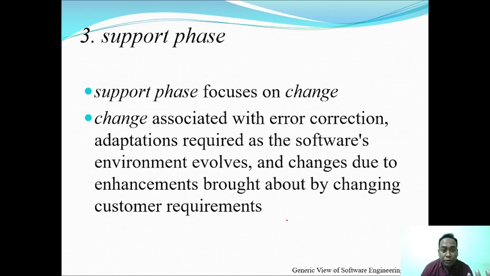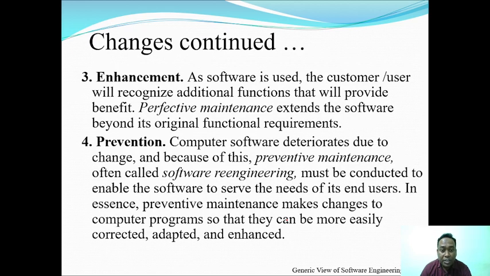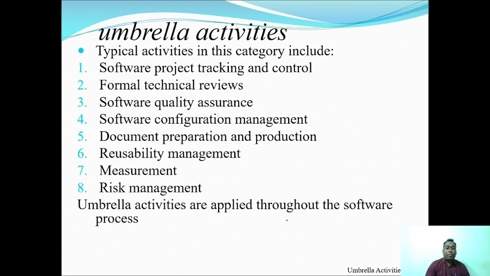The third phase, support, focuses on changes required in the software to accommodate enhancements brought about by changing customer requirements. They are correction, adaptation, enhancement, and prevention. There are also the umbrella activities of the software project. The first is software project tracking and control, formal technical review, software quality assurance, software configuration management, document preparation and production, reusability management, measurement and risk management.